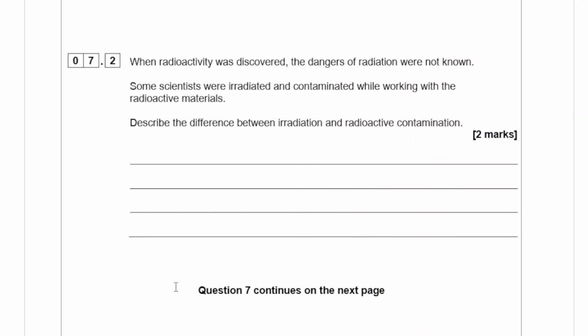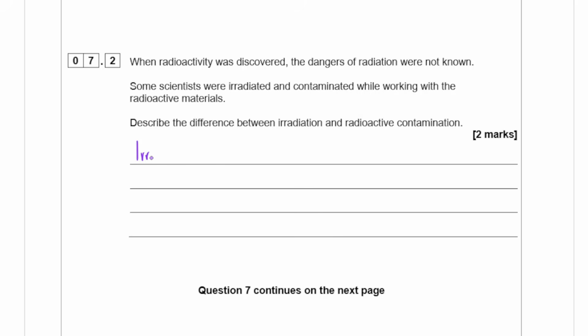When radioactivity was discovered, the dangers of radiation were not known. Some scientists were irradiated and contaminated while working with the radioactive materials. Describe the difference between irradiation and radioactive contamination.